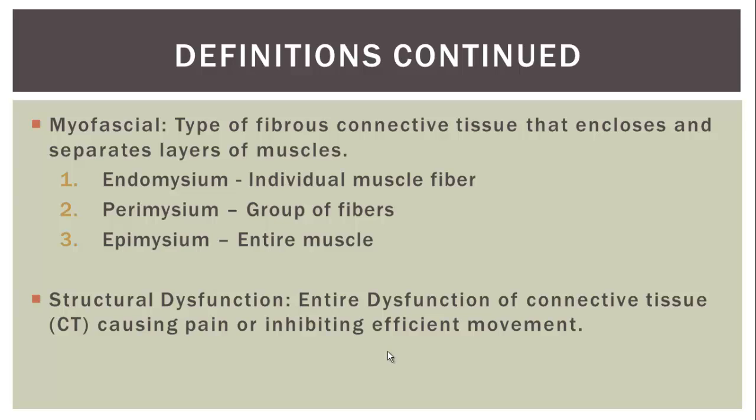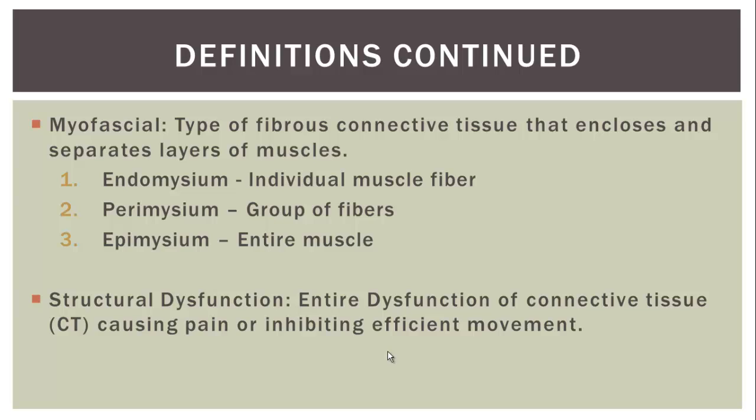When we use the term myofascial, it's the type of fibrous connective tissue that encloses and separates the layers of muscles. So there are 3 types of myofascial tissue. The first is the endomyosin, which surrounds the individual muscle fiber. And then the perimyosin, which is a group of fibers that are surrounded by connective tissue called perimyosin. And lastly, the epimyosin, which surrounds the entire muscle.